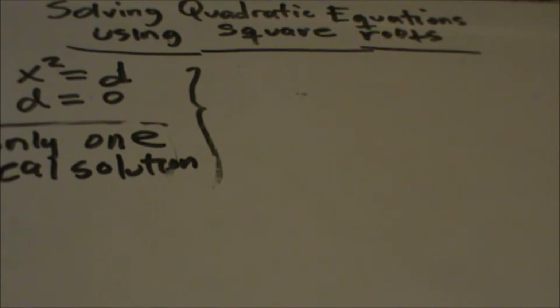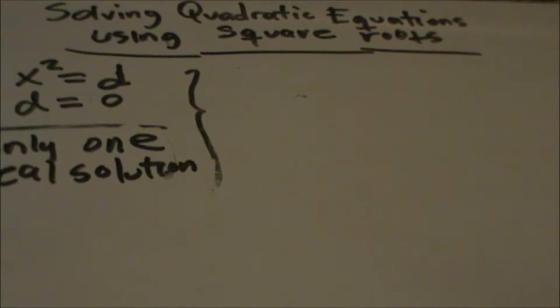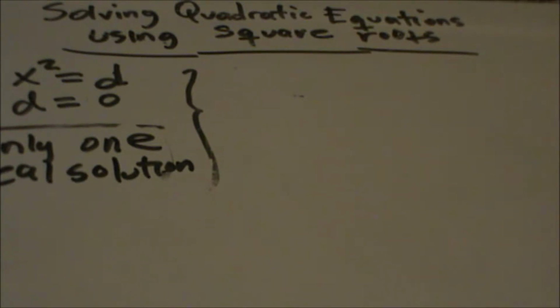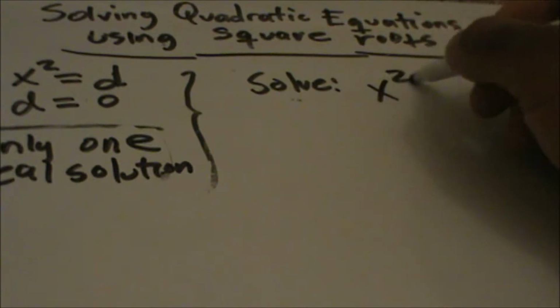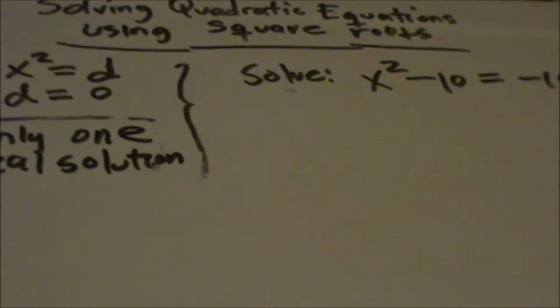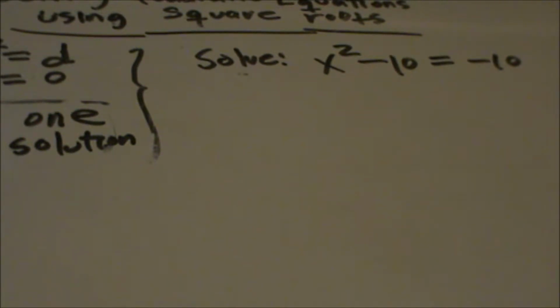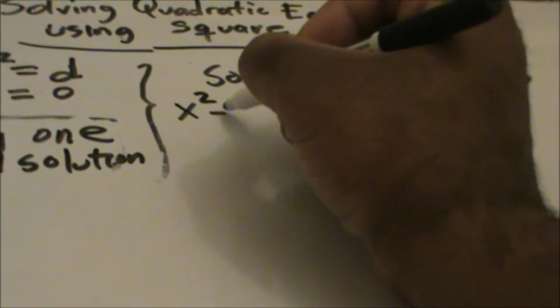So let's test it. Let's test when that value equals 0. Let's solve this one. Solve x squared minus 10 equals negative 10. This is a little different because you have x squared minus 10 equals negative 10. Like always, we want to make it look like this: x squared equals d.